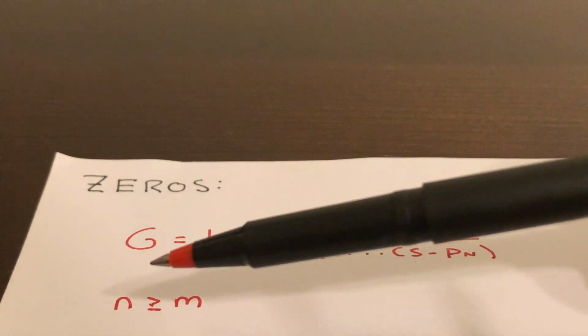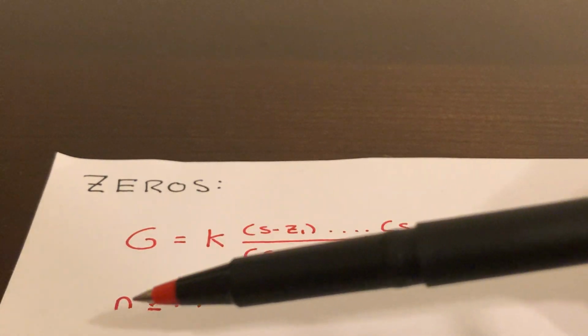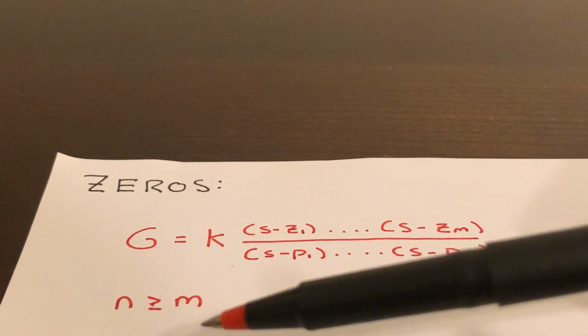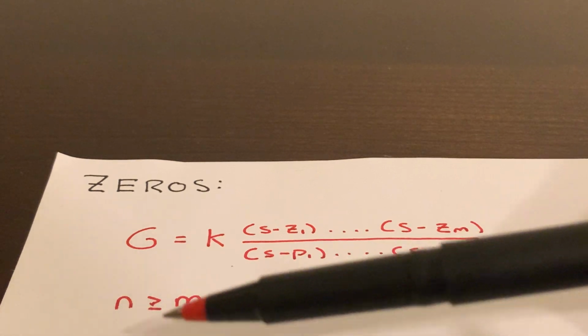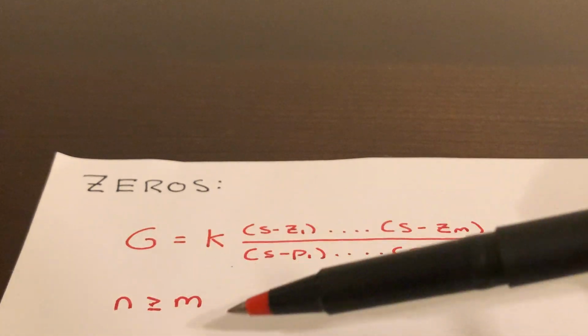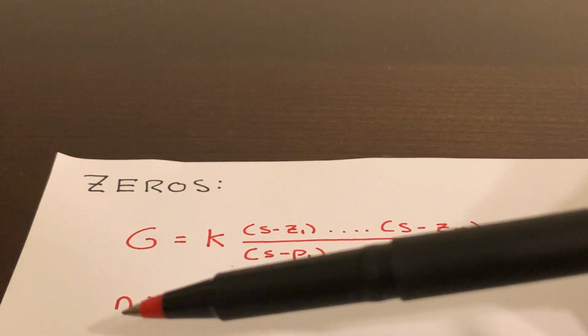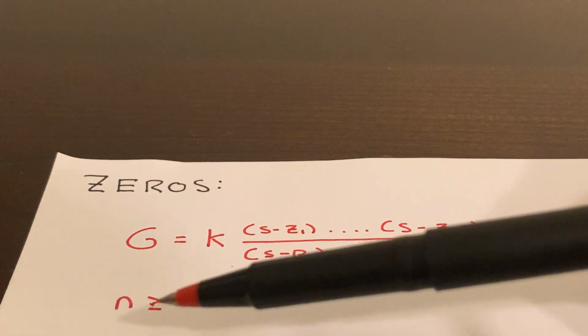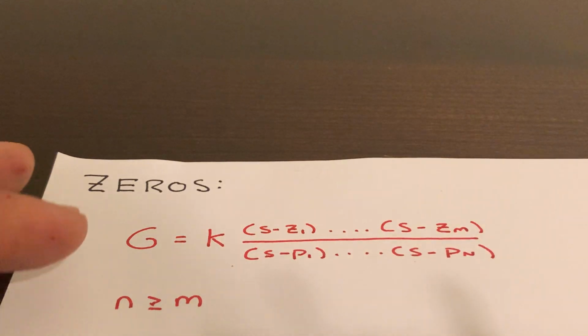And if you recall, the number of poles has to be at least as big as the number of zeros. So any physical system, which we call a proper transfer function, satisfies this inequality that n is greater than or equal to m.